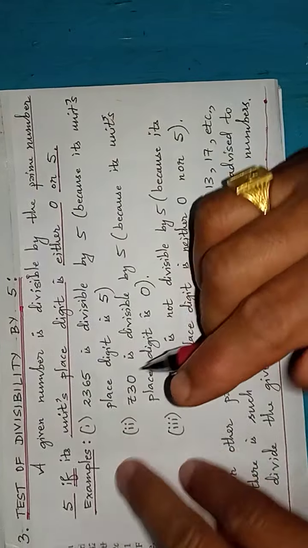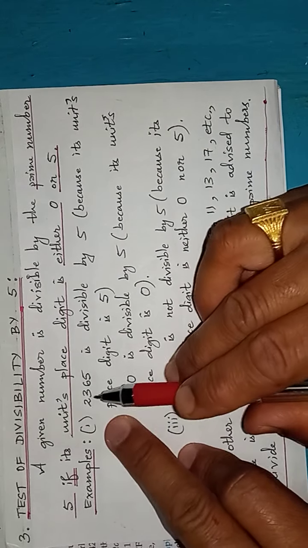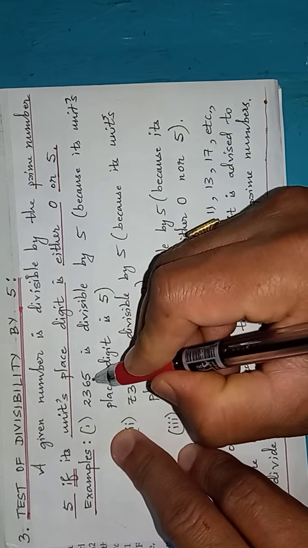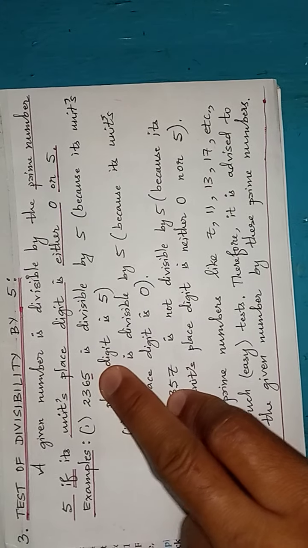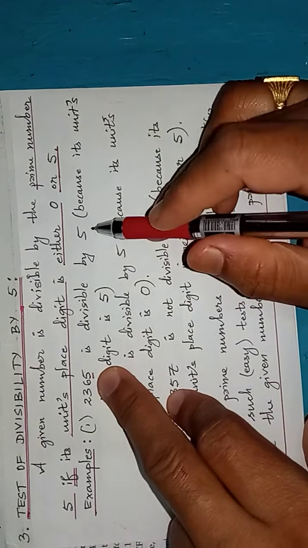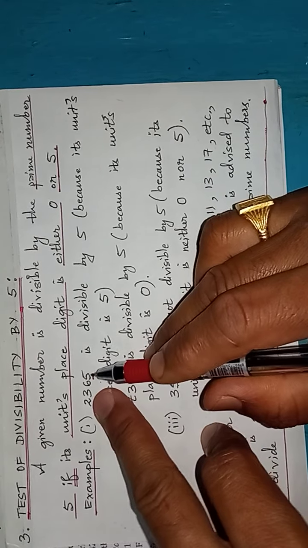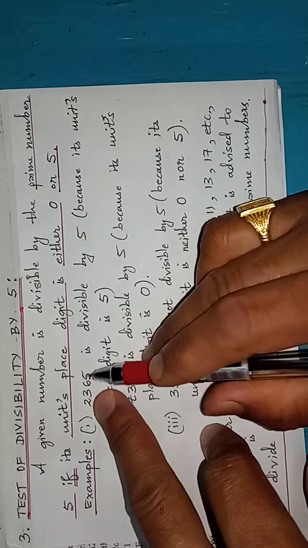So here's the rule. See the example, 2365. If you look very carefully, the units place here is 5. Since the units place is 5, it is divisible by 5. I told you a number is divisible by 5 if its unit is either 0 or 5. And here, since it's 5, it is divisible by 5.